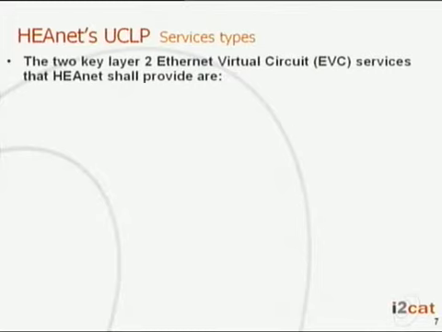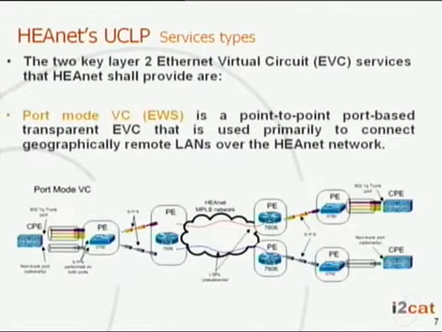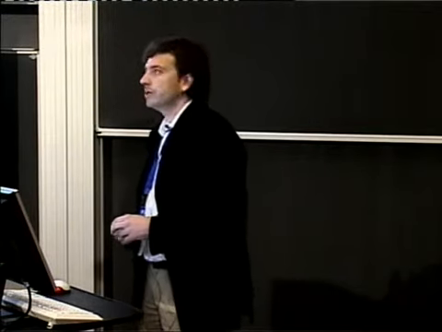Well, what kind of services AgentNet was interested in, and why they wanted UCLP to provide these services? Basically, they wanted two kinds of Ethernet services that are the ones that they wanted, for example, the universities to establish by their own. One of them is the port mode BC service.